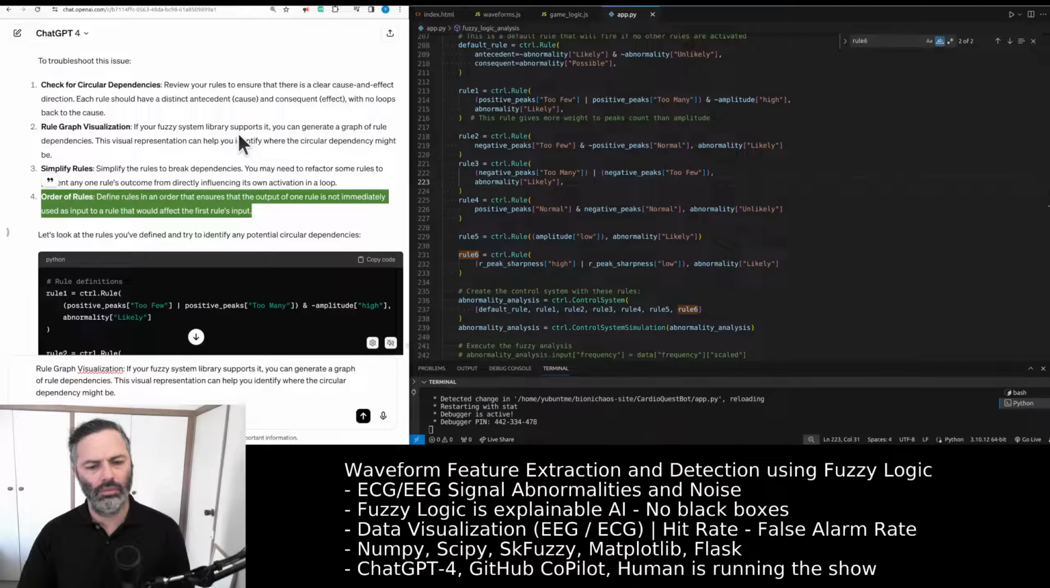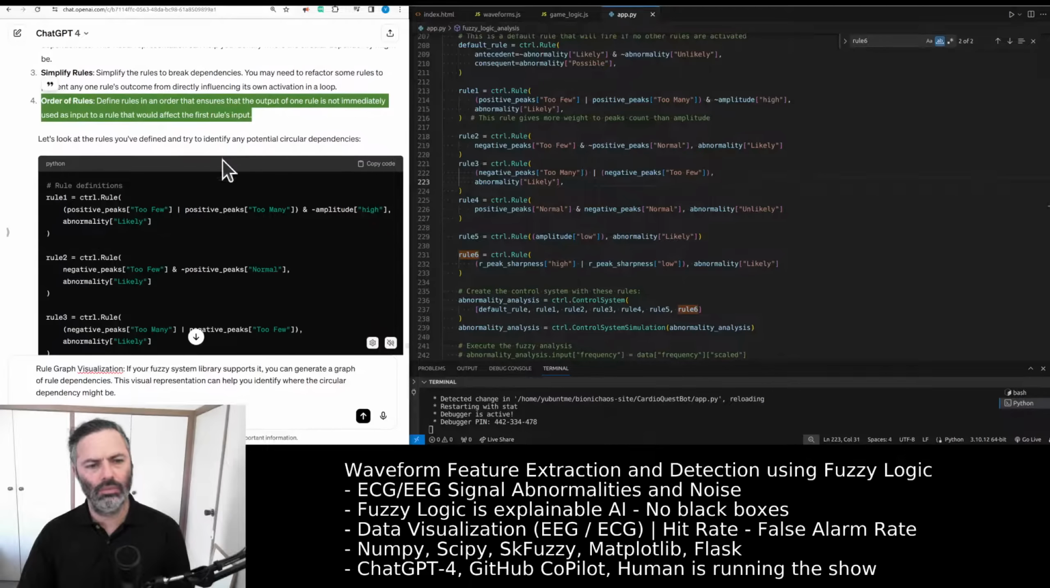Order of rules. Define rules in an order that ensures that the output of one rule is not immediately used as input to a rule that would affect the first rule's input.